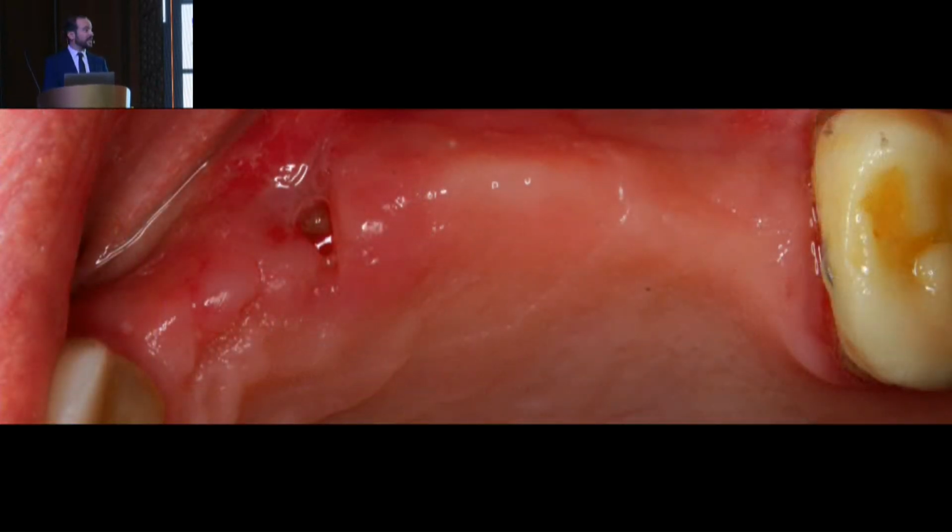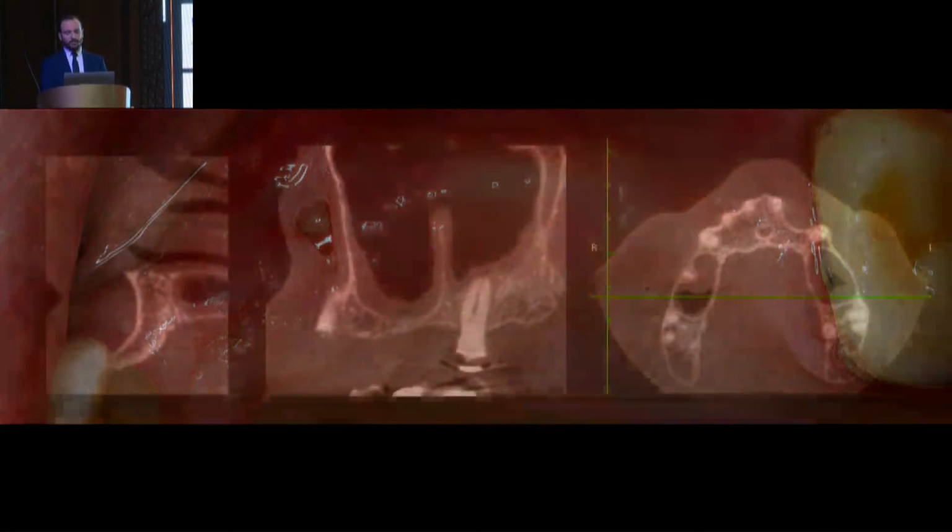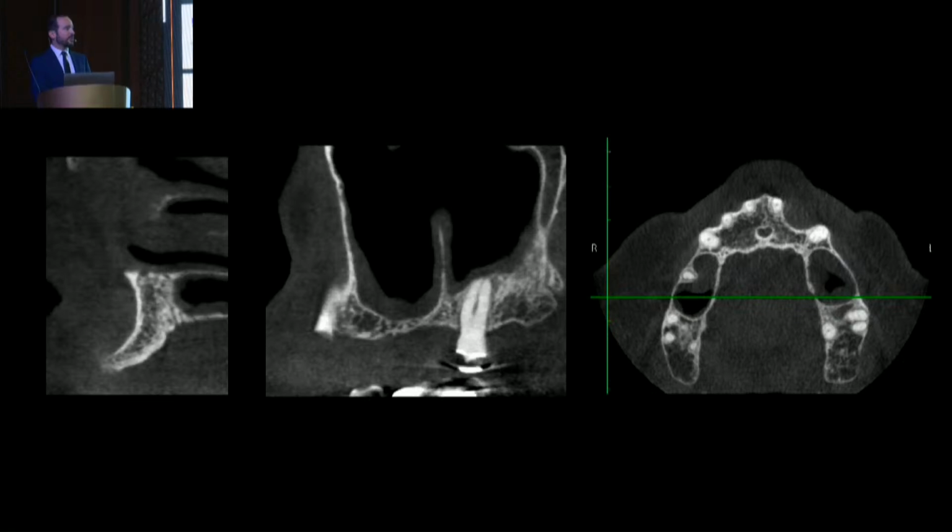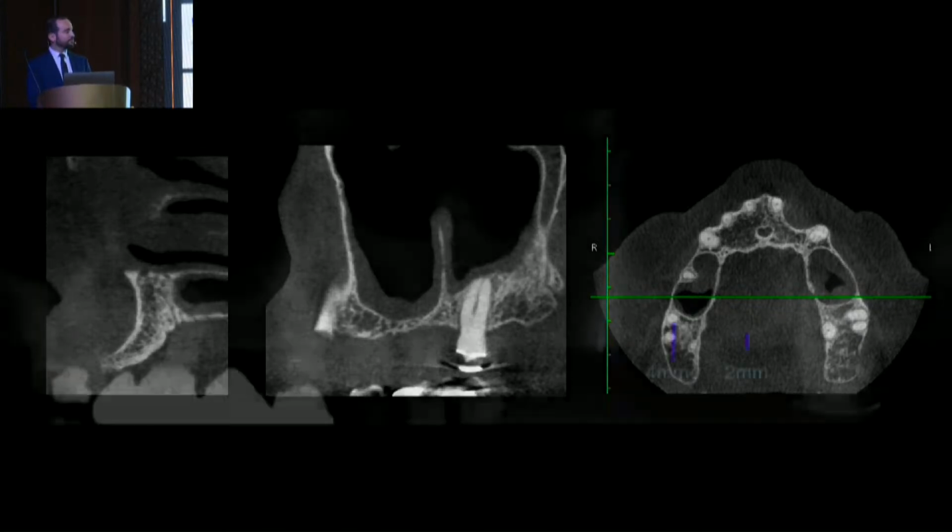We take a look at the site, we can see that remaining root tip still where the canine was, and we do our radiographic analysis. When we do this analysis, we realize that we not only have a big concavity on the right side of the screen where one of our implants should be, we have a big deficiency on the posterior implant site, not only the pneumatization of the sinus, but also a vertical collapse of the alveolar ridge.